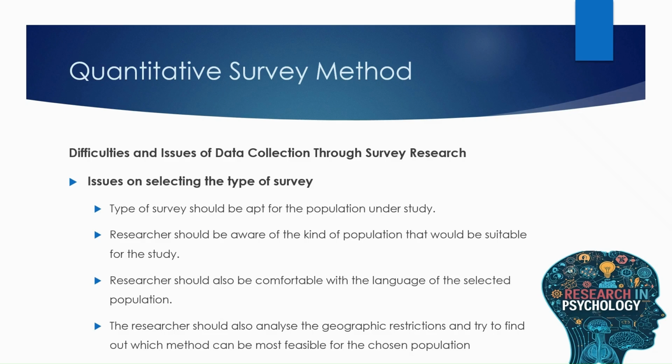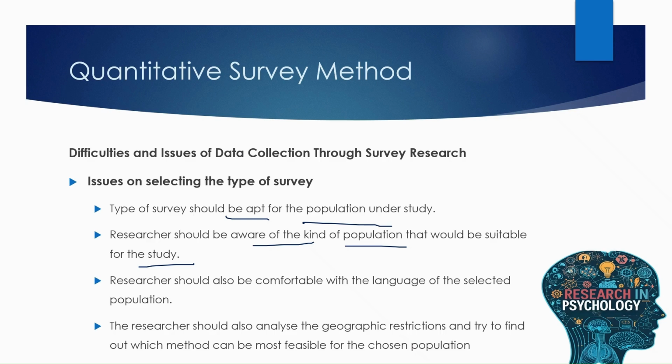So let's look at some of the difficulties and issues of data collection through survey research. The first would be issues on selecting the type of survey. The type of survey should be apt for the population under study, right? So the researcher should be aware of the kind of population that would be suitable for the study, both ways. The researcher should know what kind of survey would be perfect for the population, and also what kind of population is perfect for the study.